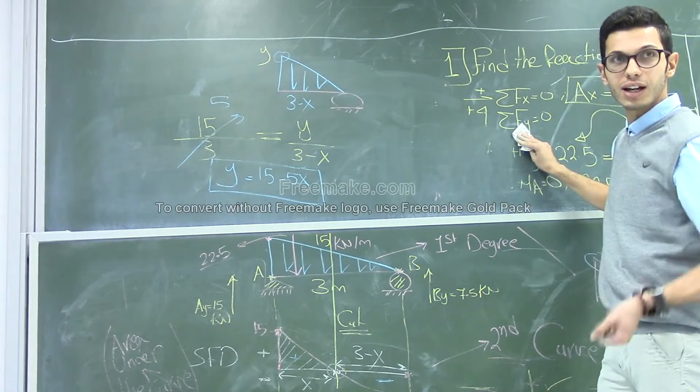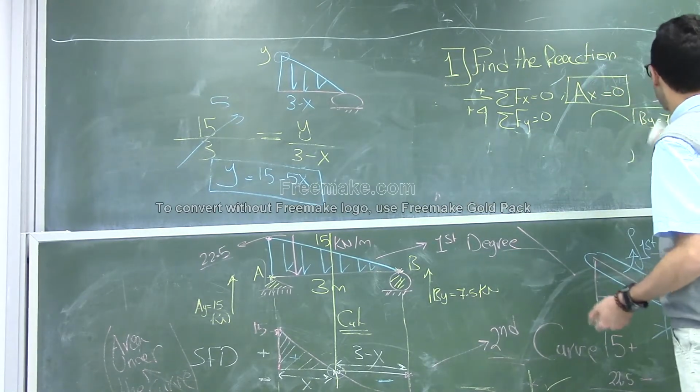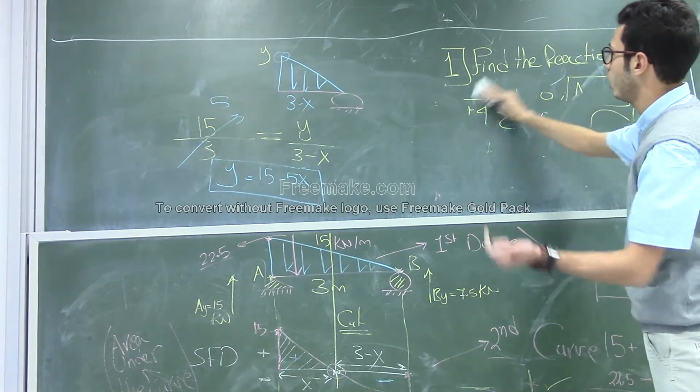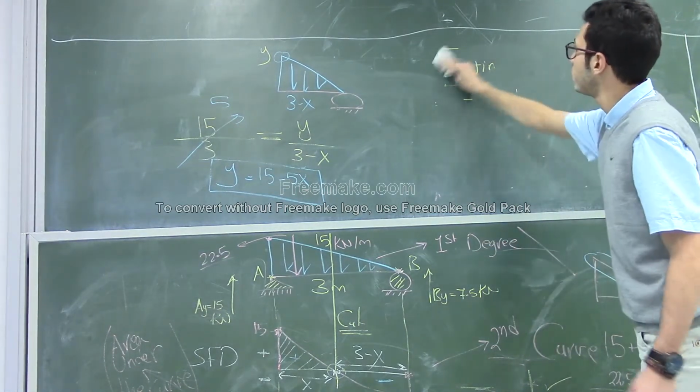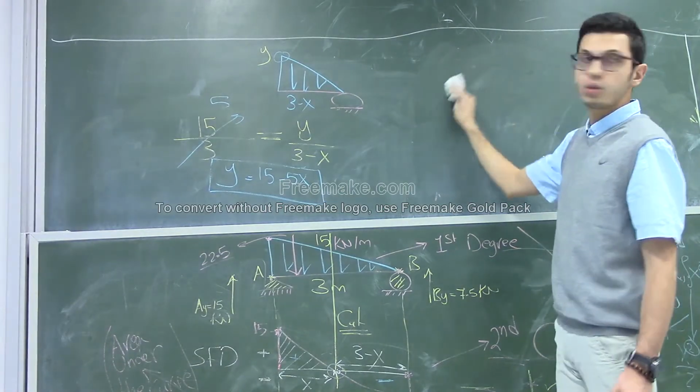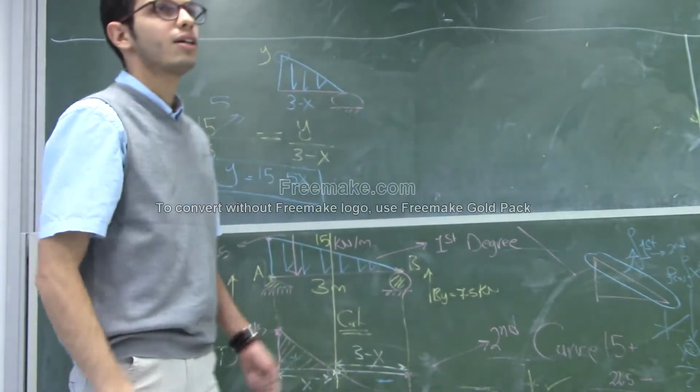Okay, if I take the area, what should I do after that? You find x. How can I find it? Okay, I find the area. The area should be equal to what? Tell me. 22.5. 22.5.